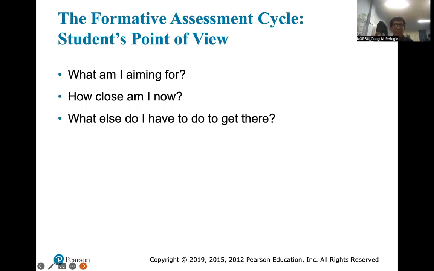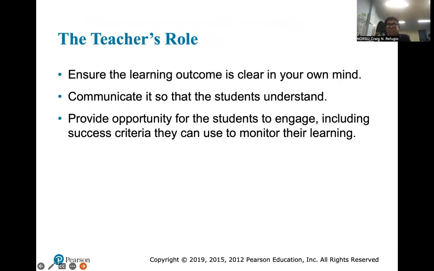How close am I now? What else do I have to do to get there? The teacher's role: ensure the learning outcomes is clear in your own mind. Communicate it so that the students understand. Provide opportunity for the students to engage, including success criteria they can use to monitor their learning.